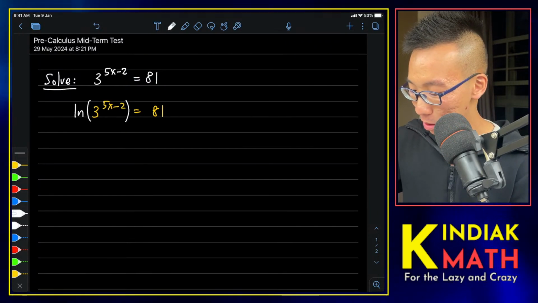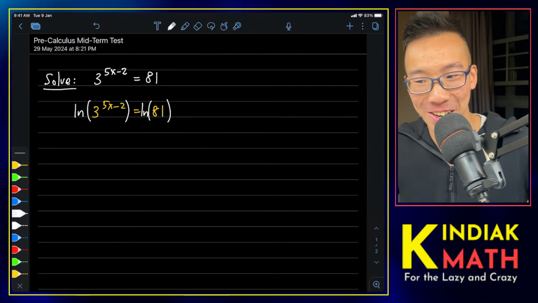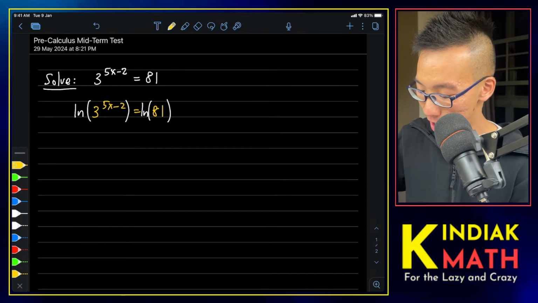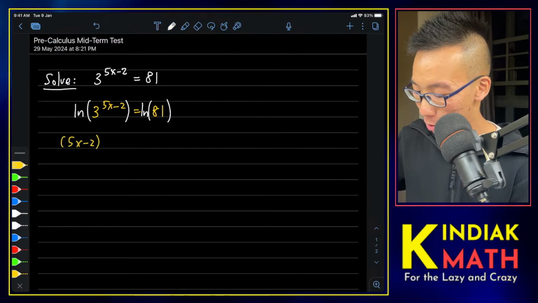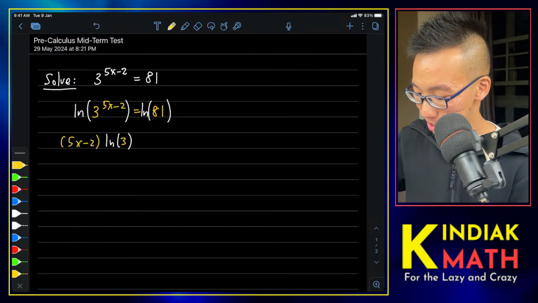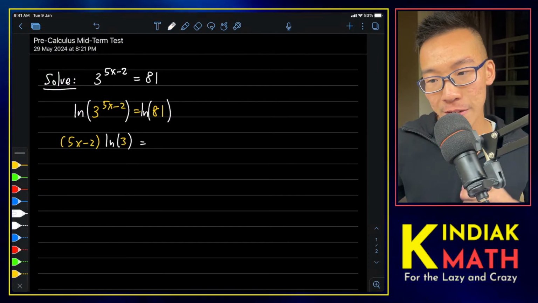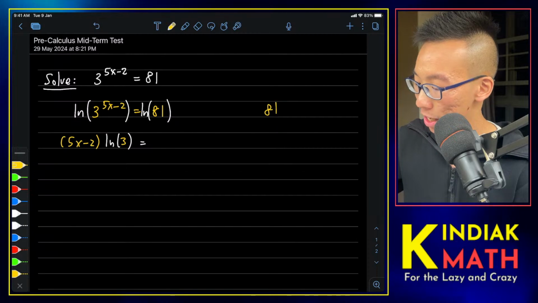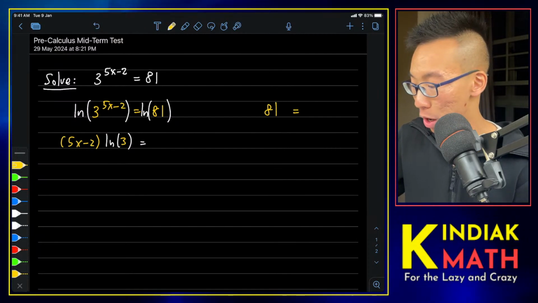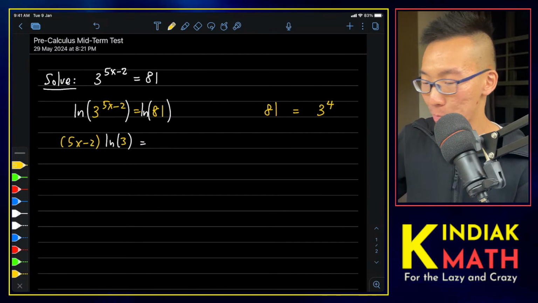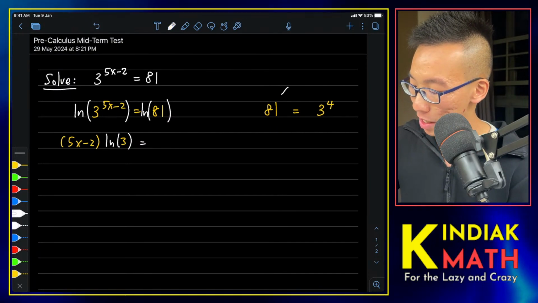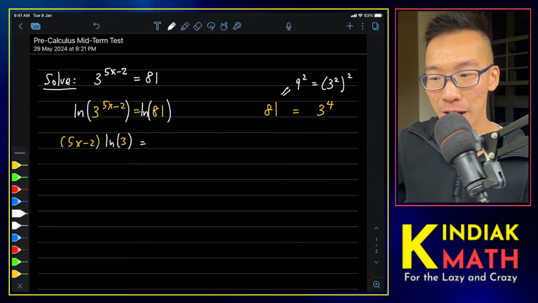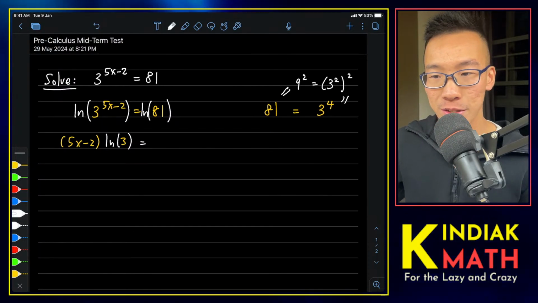So what we'll do is take the natural logarithm on both sides. The idea here is that the logarithm is able to bring down the power on the top, like this. What's even more interesting is that we know 81 can be written as 3 to the power of 4. Another way of thinking of that is, 81 is 9 squared, which is 3 squared all squared, which is essentially 3 to the 4.